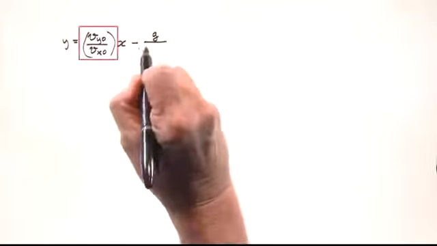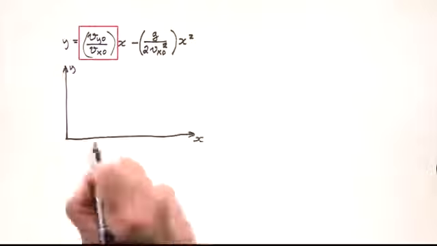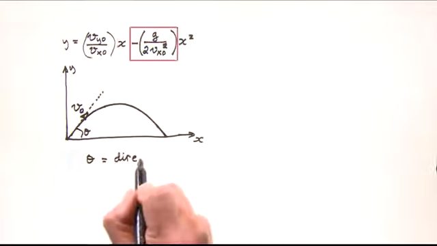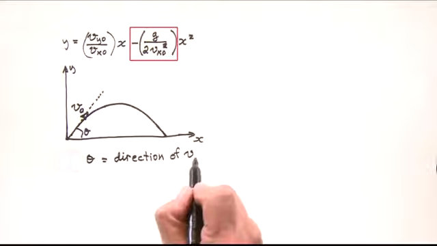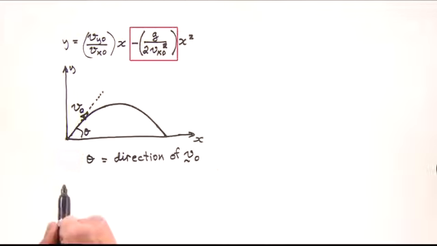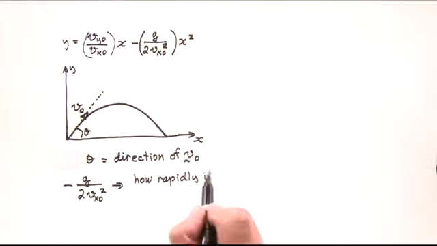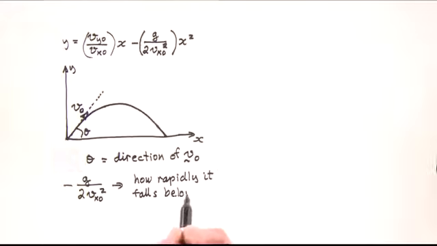Let's recap from the quiz. The coefficient of x gives the initial slope, which is the direction of the initial velocity vector v0. If we launch at an angle theta above the horizontal, tan theta equals vy0 over vx0. The coefficient of x squared is minus g over 2 vx0 squared. The minus sign tells us that the parabola curves downwards. Well, things fall down. Also, it tells us that if vx is large, it doesn't curve down so much.